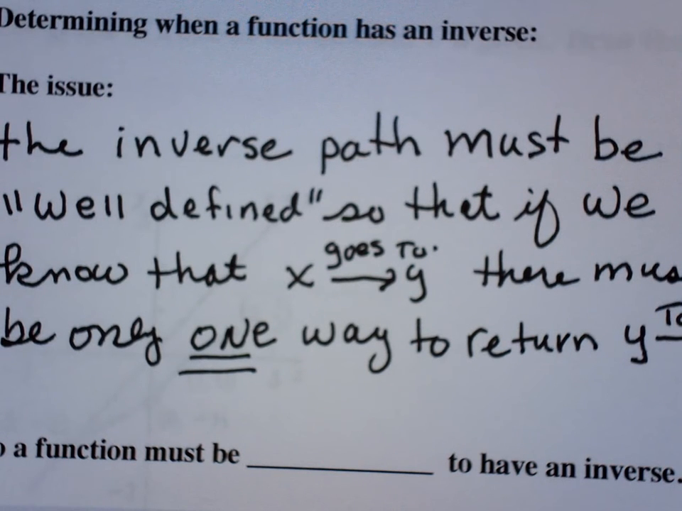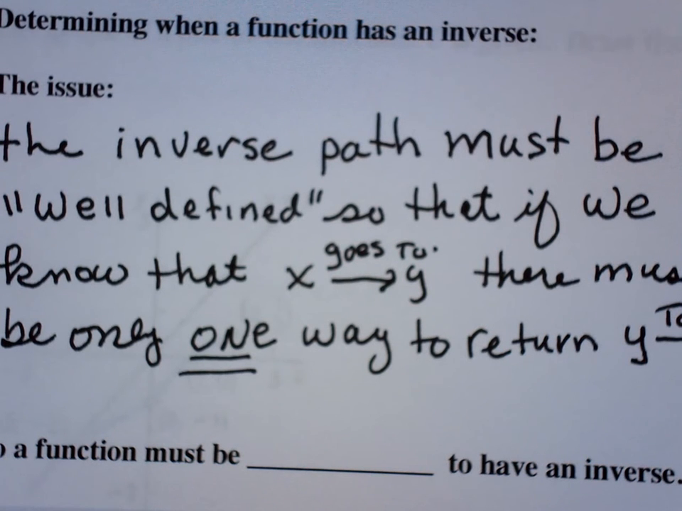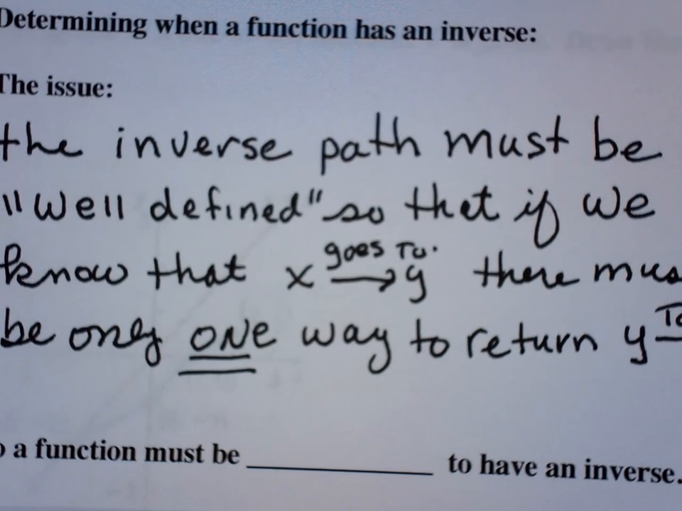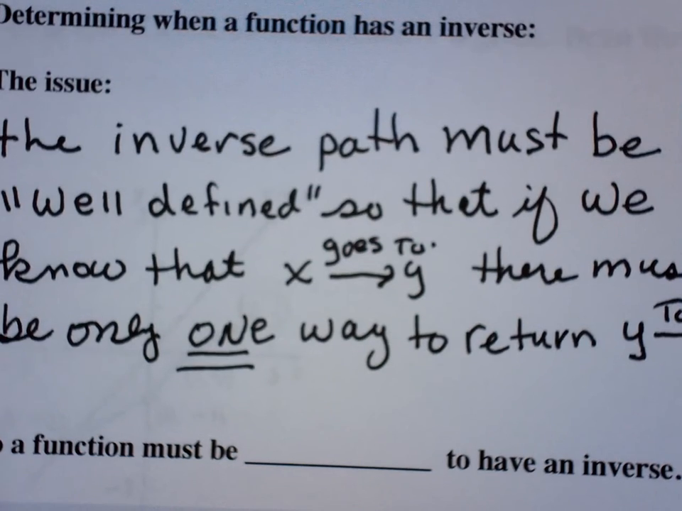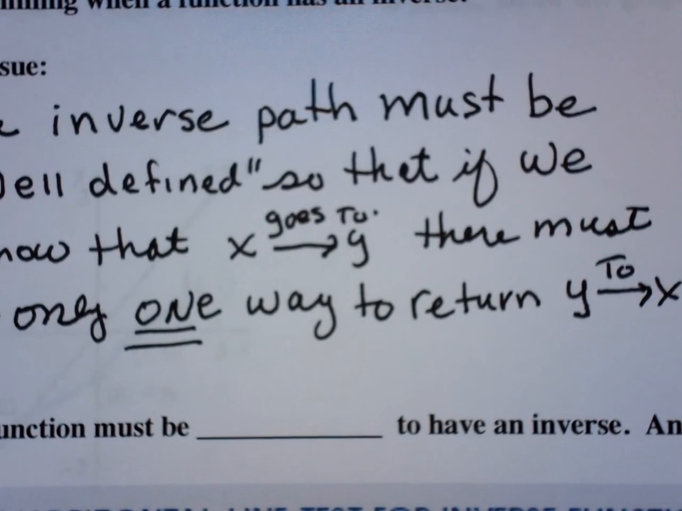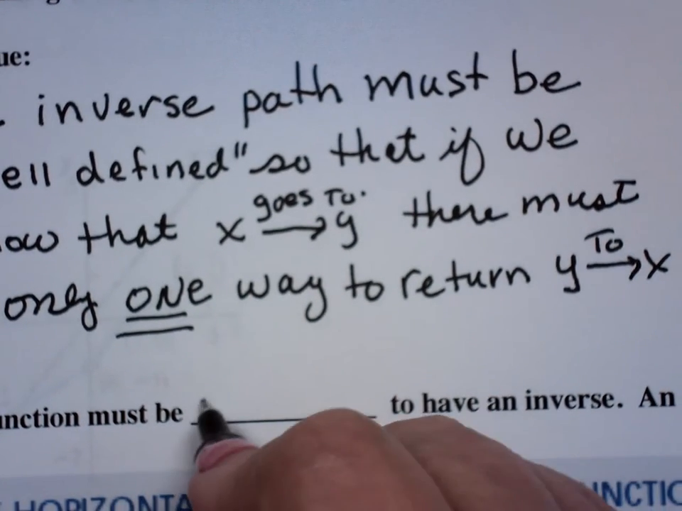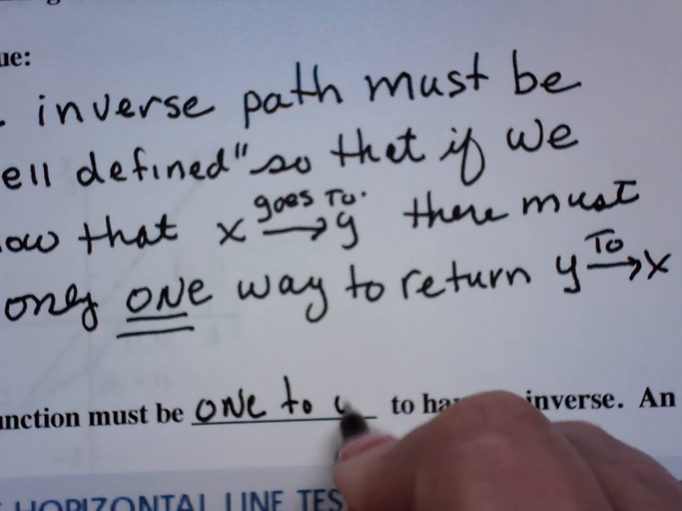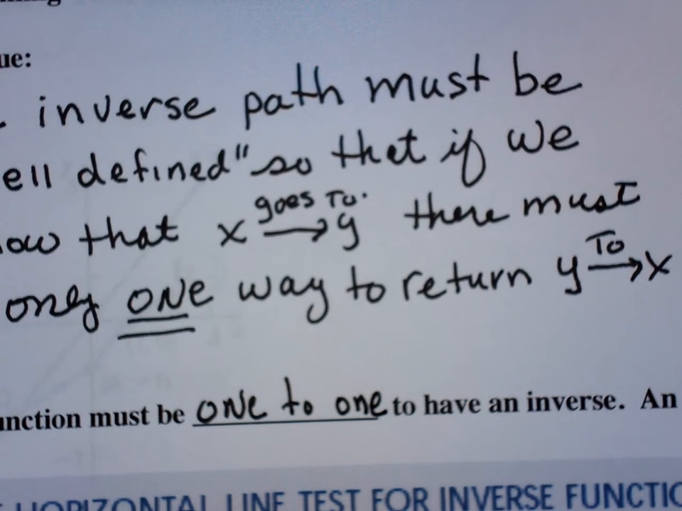So in other words, if I'm going from here to San Diego, there's only one way to return me from San Diego back here. There's no diversions. They're direct flights both ways, which is usually the case anyway. So a function must be 1 to 1 to have an inverse.